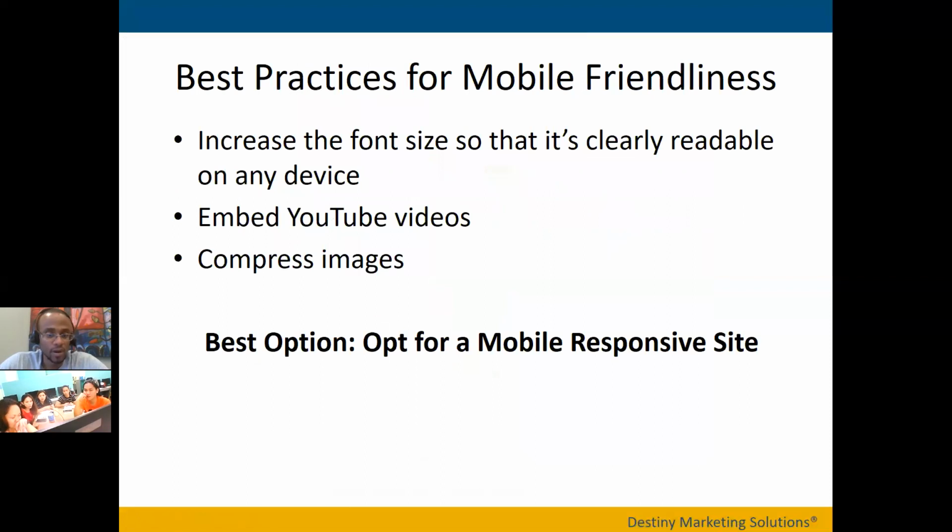So some best practices for mobile friendliness. As we saw in the mobile friendly examples, make sure that your font size is big enough so that it's clearly readable on any device. And so we're going to go over in a bit a way to see that. You want to make sure that you embed your YouTube videos, so that they resize automatically based on the type of device that a person is using to view your website.